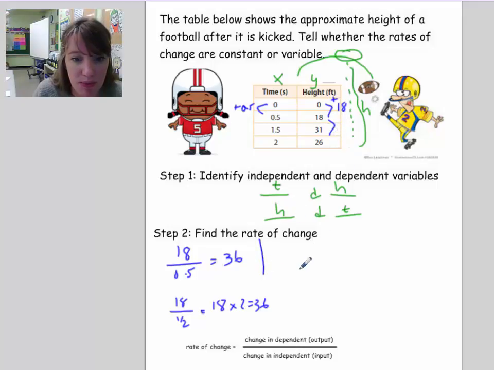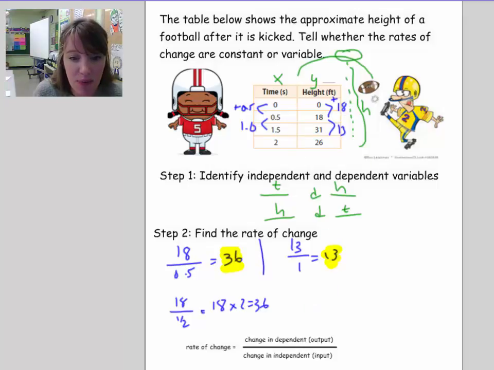Now let's pick the next one. Between 31 minus 18 would be 13, and between here that would be 1, right? So 1 1/2 minus 1/2 would be 1. So that would be 13 divided by 1, which is 13. So already we can see that this was the rate of change between the first two time and height combinations, and this is the rate of change between the next two.